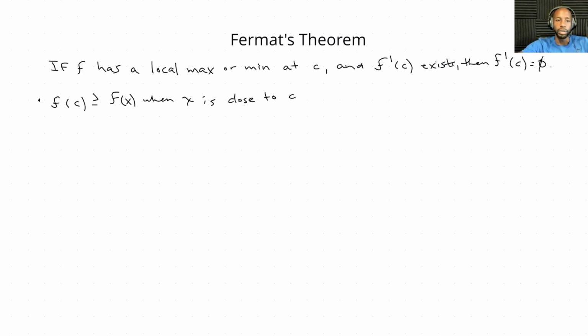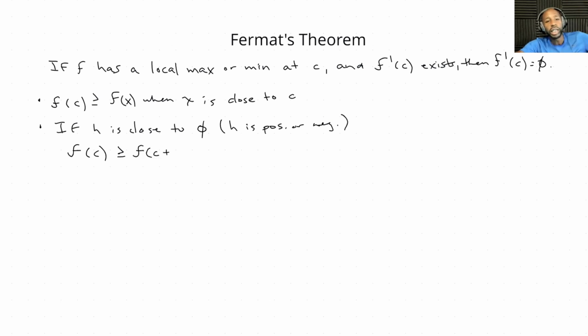All right, next. So if some value h is close to zero, so h is positive or negative, then the following is true. So f of C is going to be greater than or equal to f of C plus h.